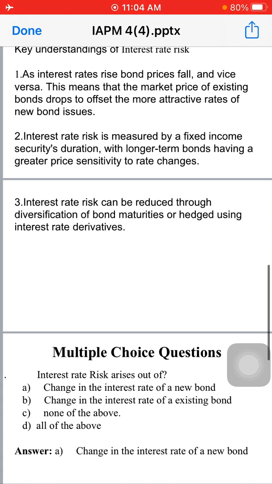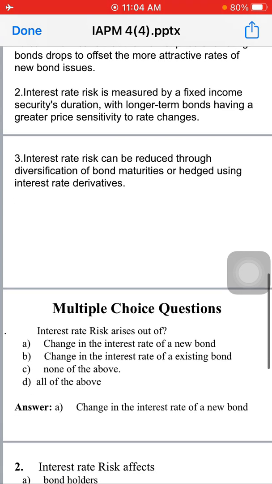Now we are going to see the multiple choice questions. Question 1: Interest rate risk arises out of change in the interest rate of a new bond, change in the interest rate of an existing bond, none of the above, all of the above. We all know interest rate risk arises whenever a new bond is issued and there is a change in the interest rate. So the answer is option A, change in the interest rate of a new bond.